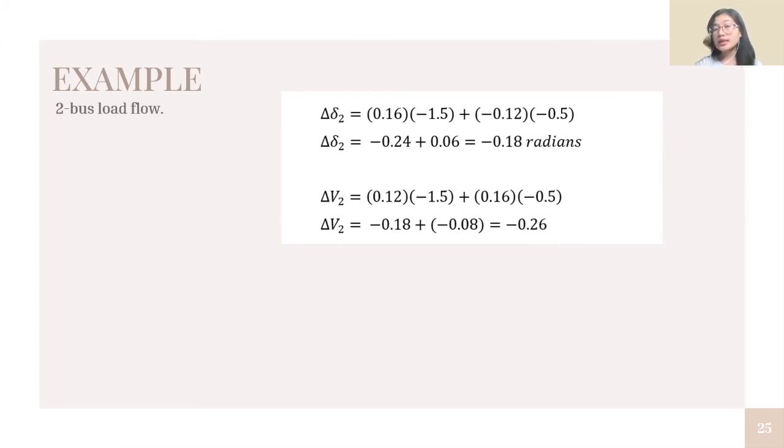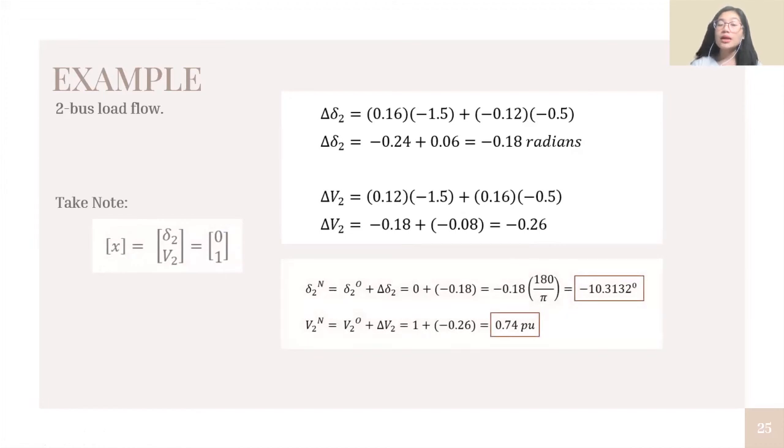No. The thing is, kailangan natin makuha yung ating new value ng delta 2 at new value ng ating V2. So, how? The first thing is that kung natatandaan ninyo, nag-set tayo ng values for our delta 2 and V2, which is 0 and 1 respectively. Okay, now to input it in our formula, our new delta 2 is equivalent to our old delta 2, which is 0, plus our new change in delta 2, which is negative 0.18 radians, as you can see over here.